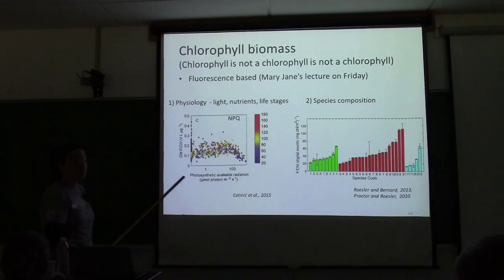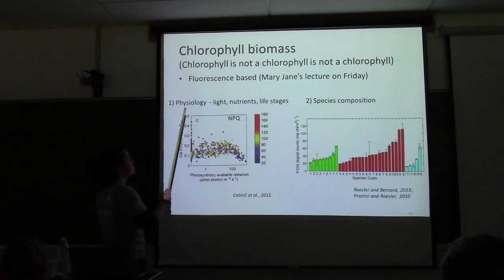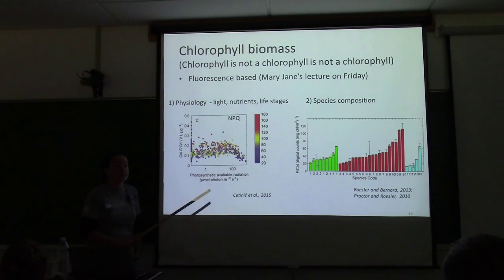But it's much smaller than the variability that we see when we try to look at chlorophyll fluorescence as a proxy for chlorophyll. Mary Jane mentioned a little bit about chlorophyll fluorescence. You're going to hear much more tomorrow. Chlorophyll fluorescence is one of the most abundant optical measurements in the ocean. I mean, everybody has a chlorophyll fluorometer.